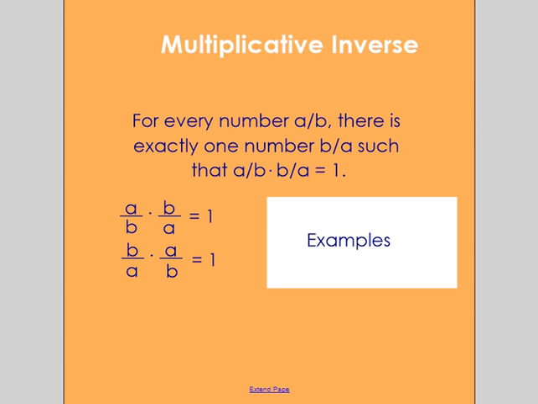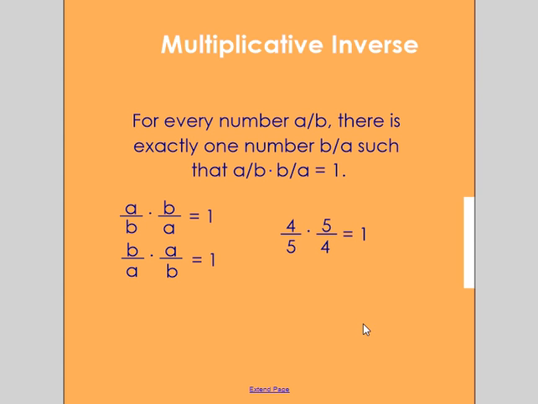Now I know you remember that we learned how to cancel fractions, right? Take a look at this fraction, 4/5 times 5/4. My 5 and my 5 can both be divided by 5 to give me 1. My 4 and my 4 can both be divided by 4 to give me 1. So then I just have 1 over 1, which equals 1.